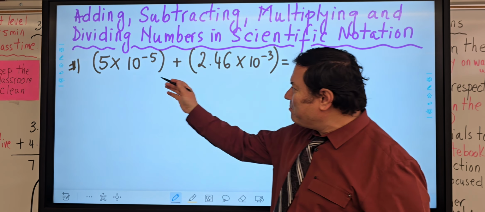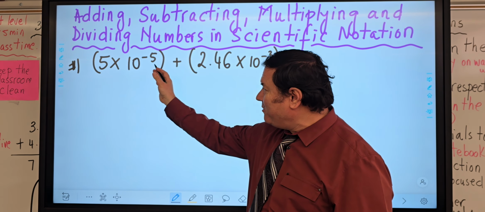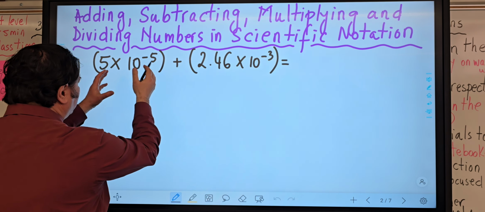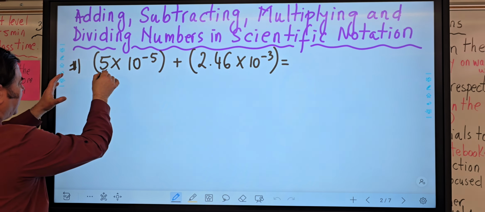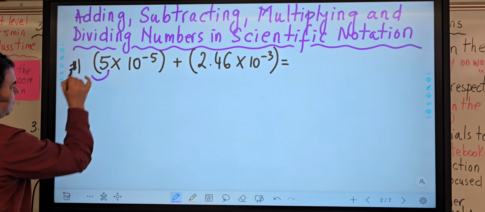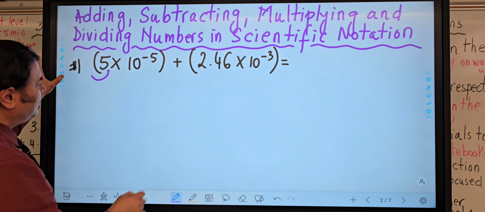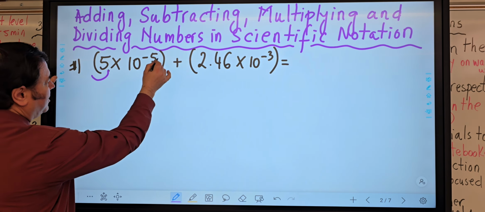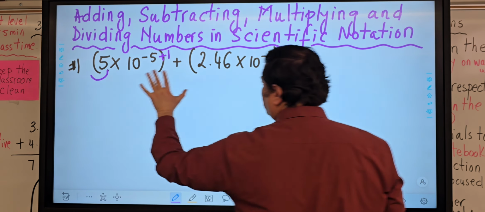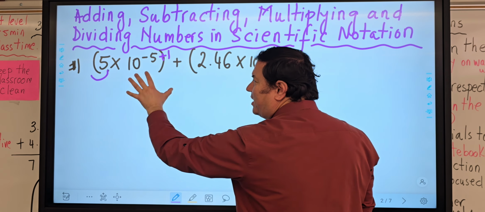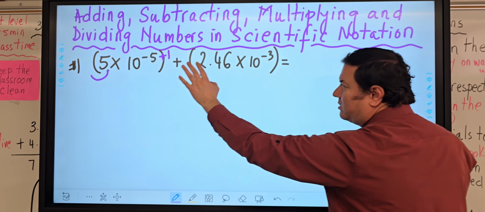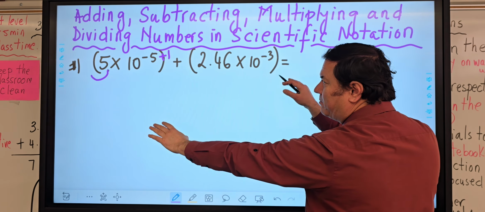Here we have 10 to the negative 5. And remember, if we are moving the decimal one place to the left, we are increasing the exponent here. So here we are going to add a 1. And I think this might work if we do something to the first parenthesis in order to change 10 to the negative 5 into 10 to the negative 3, right?